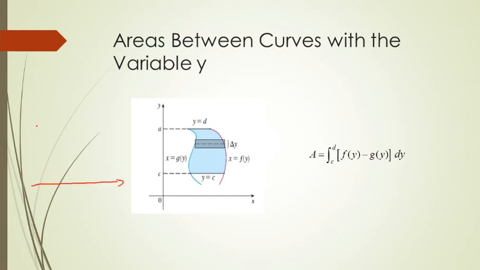Think about the previous one. This is the way we form the rectangle, right? The equal widths will be delta x. Now, if we use the variable y, then the equal widths will be delta y. Then what is the height of this rectangle?